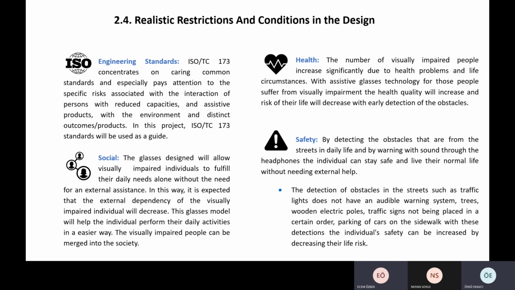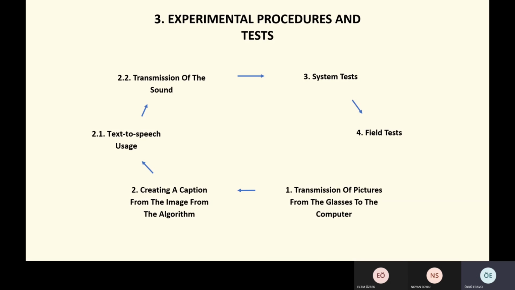The number of visually impaired people has increased due to health problems and life circumstances. With assistive glasses technology for people who suffer from visual impairment, the quality of health will increase with early detection of obstacles. By detecting obstacles from the streets in daily life and warning with sound through the headphones, the individual can stay safe and live a normal life without needing external help. With obstacle detection, the individual's safety can be increased by decreasing their life risk. We mentioned details of the other aspects in the design report.